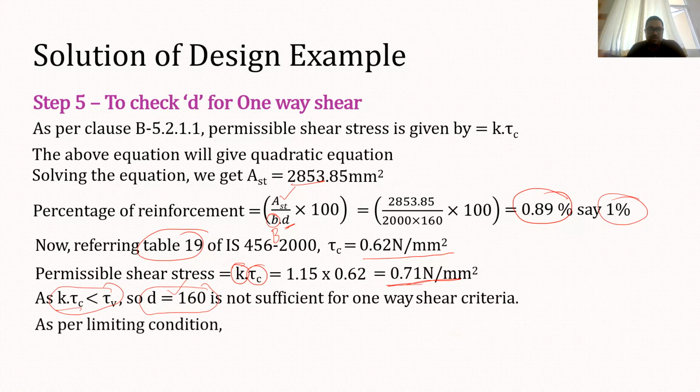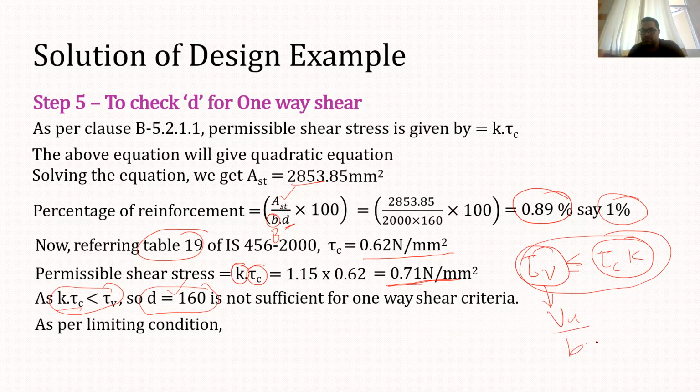So now we will use the limiting condition. And what is the limiting condition? Limiting condition is tau V should be less than or equal to K into tau C. So that is our limiting condition. So in this value is fixed. We can change this value, and we know that tau V is VU upon BD. Now B is fixed. Here the only thing which will be revised is the D.